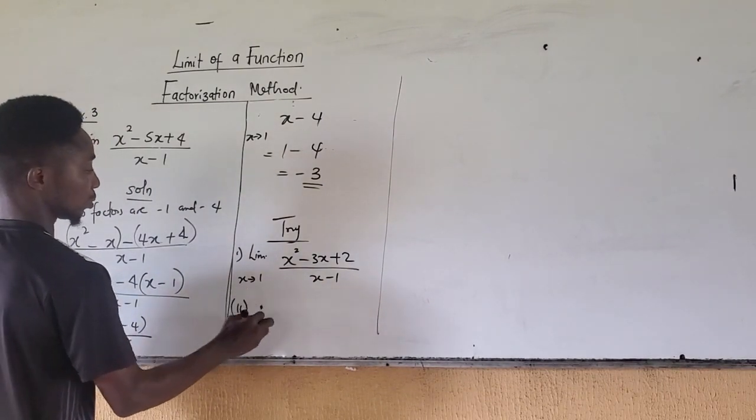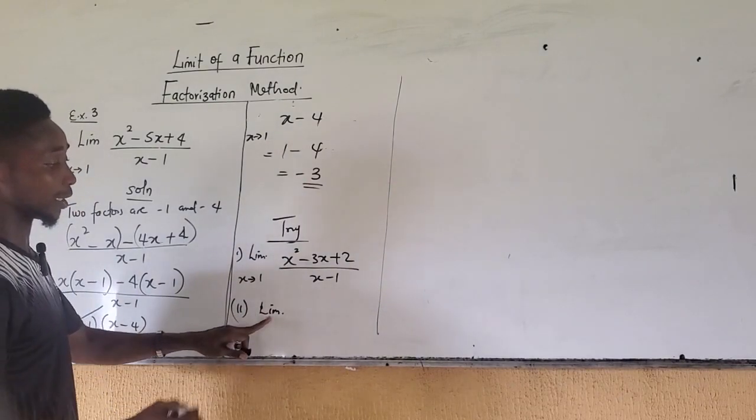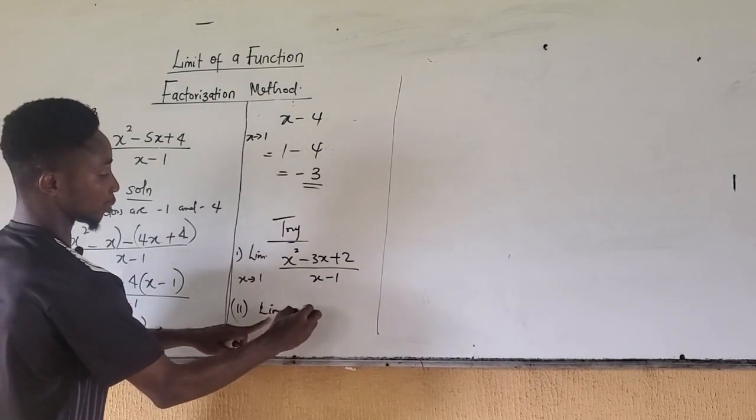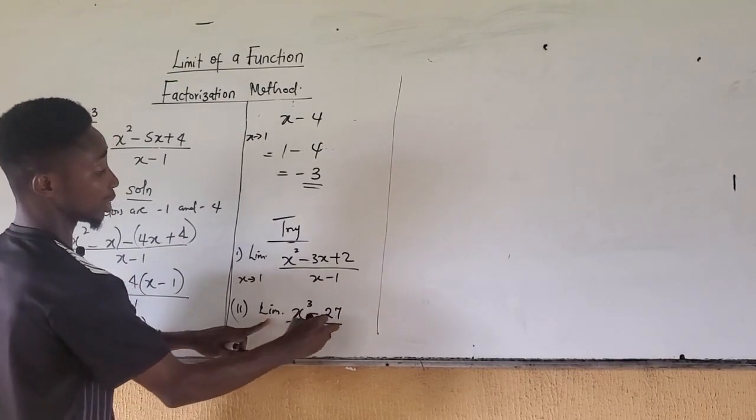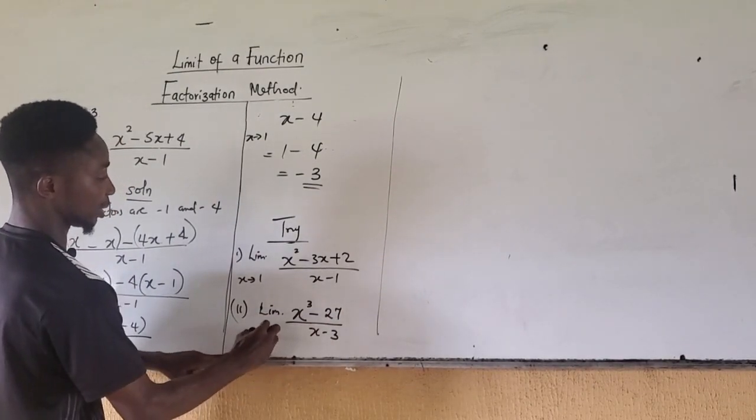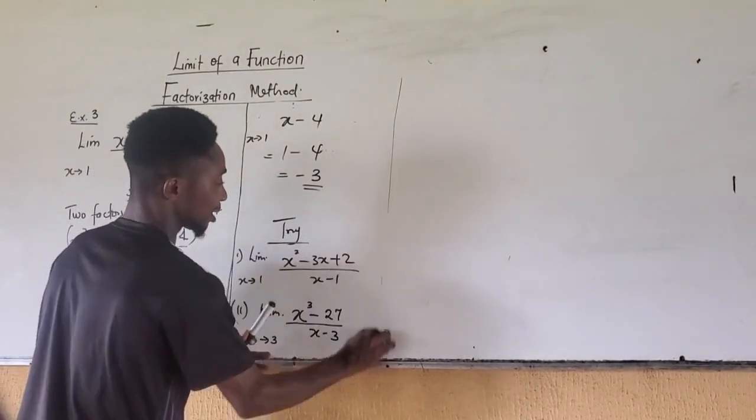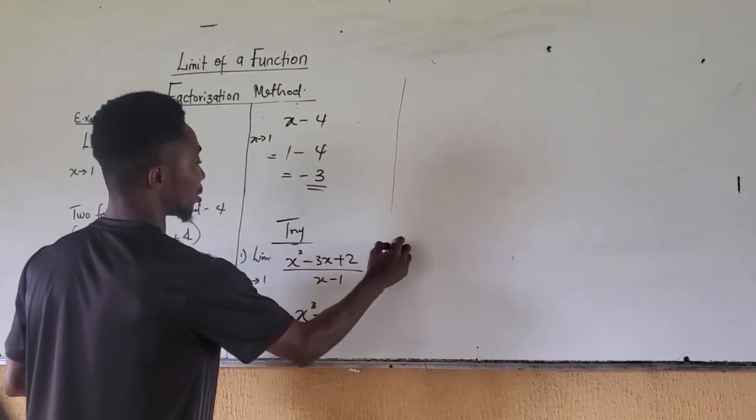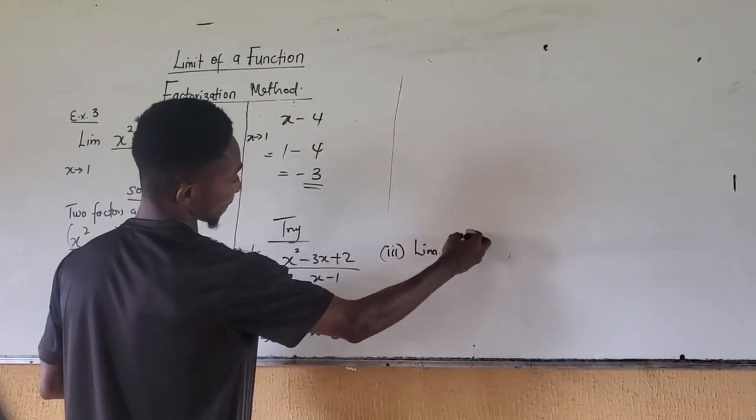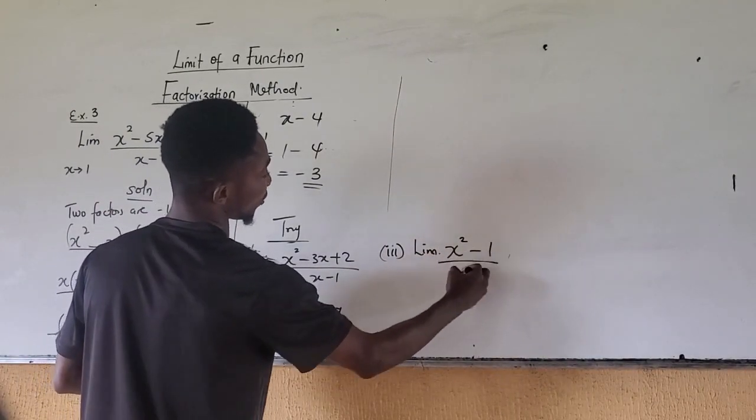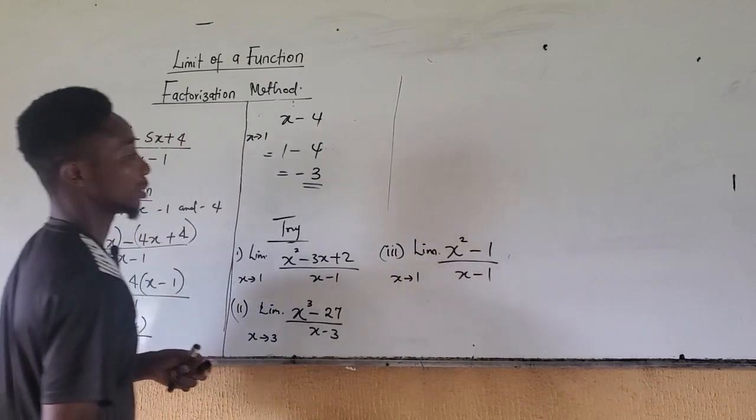Number 2, also try. I know this may be a bit complicated, but we are going to solve this in our next video. So please follow up for the correction. I'm going to do this correction in case you don't get the answer correctly. x cubed minus 27 all over x minus 3 as x tends to, let's say, 3. Then we can also add number 3. Now this may be a bit simple. Take x power 2 minus 1 all over x as x approaches 1.